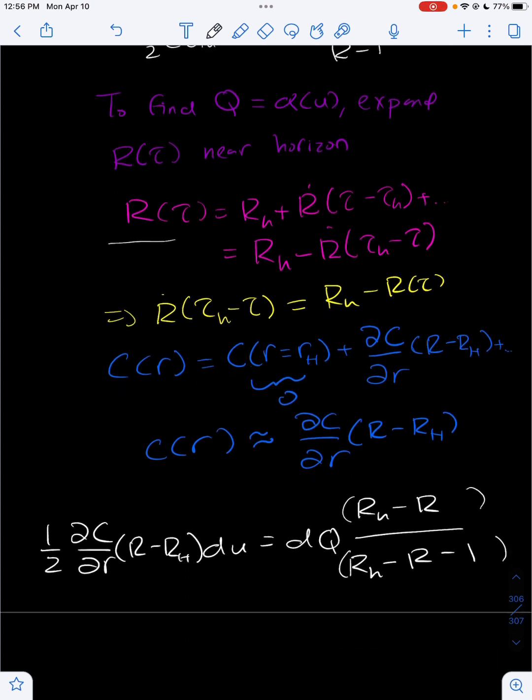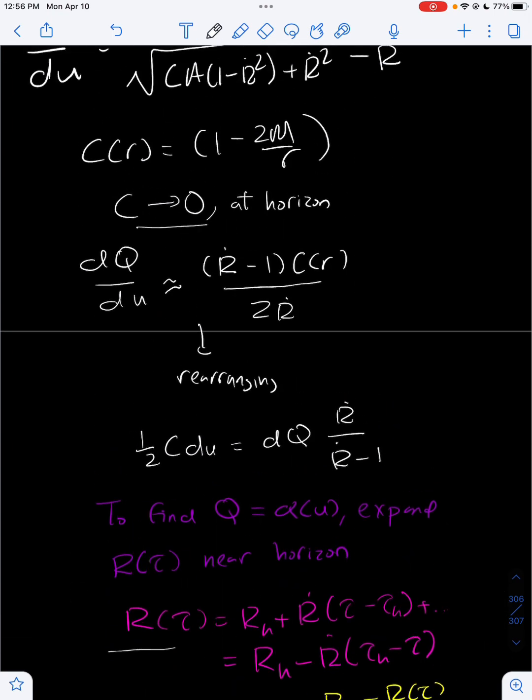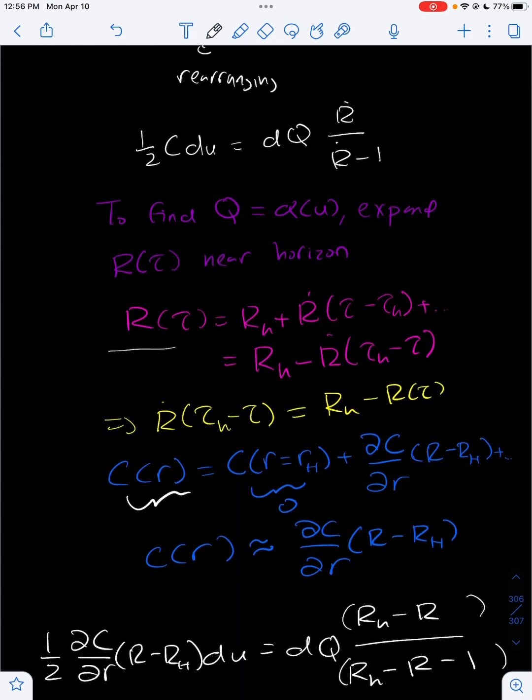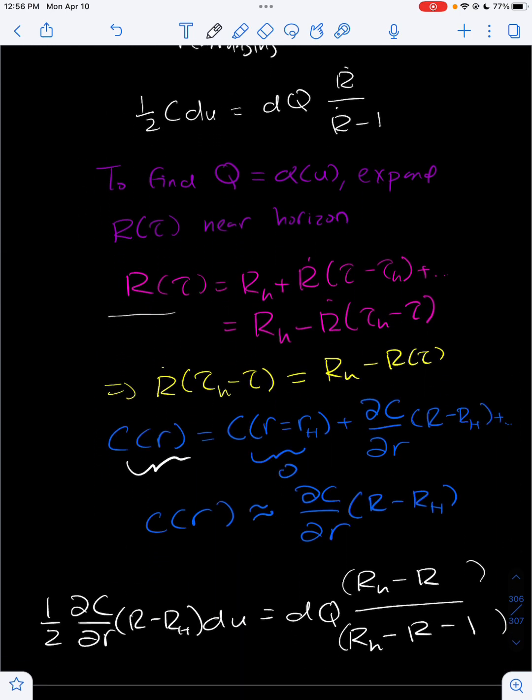We should also expand C of R near the horizon. We kind of already did that right over here, but that was just for C as a constant itself. If you want to write C as a function of R near the horizon, we'd have to do another Taylor expansion.